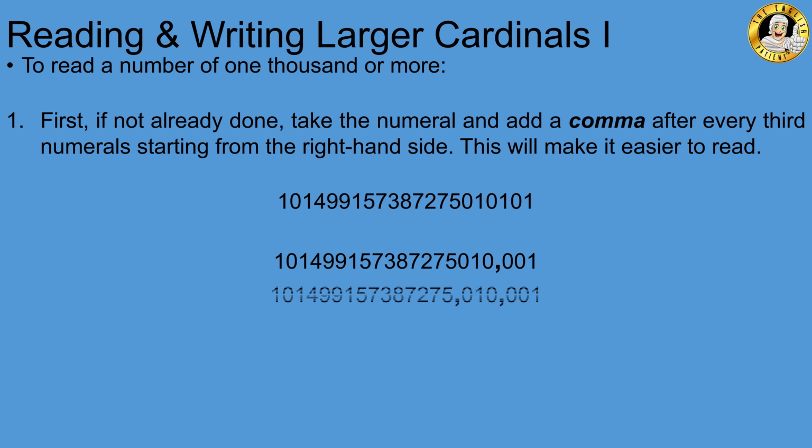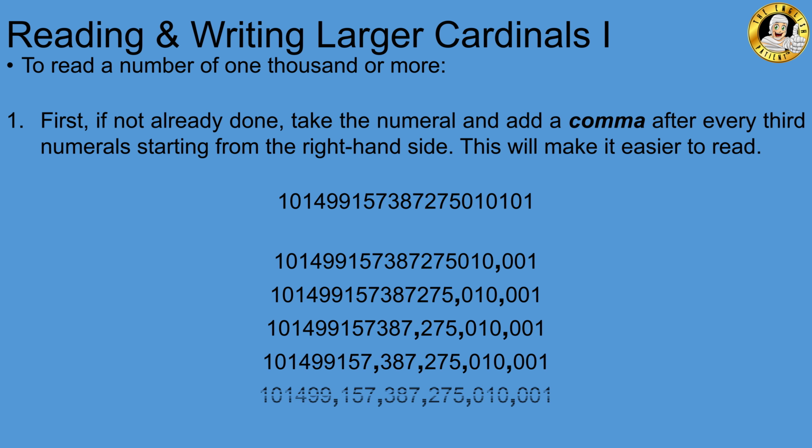So let's just add in a comma starting on the right-hand side after every 3 units here. So there we go. Let's add a comma in. And now we have a number which is actually much easier for us to read.